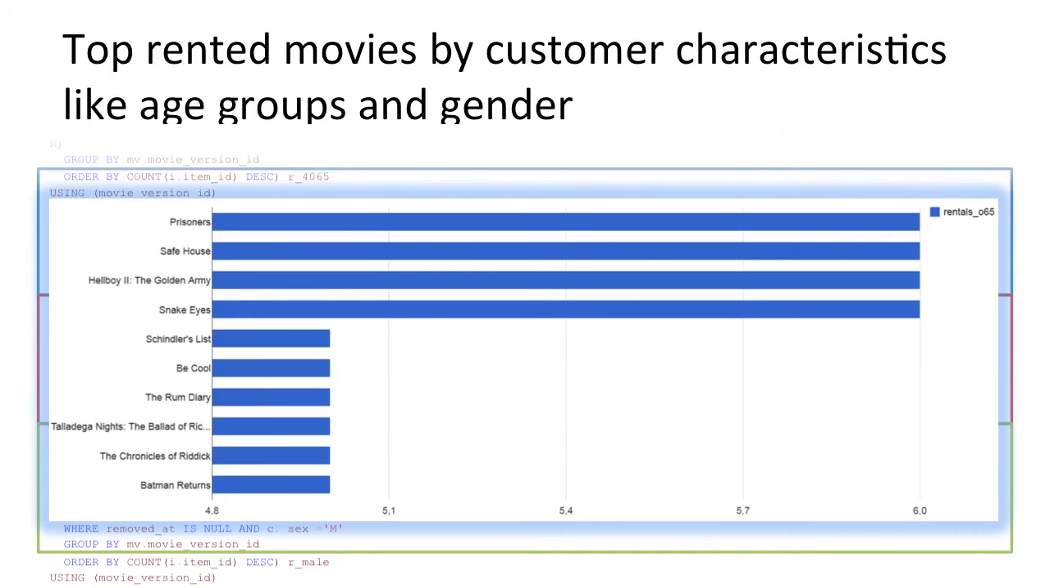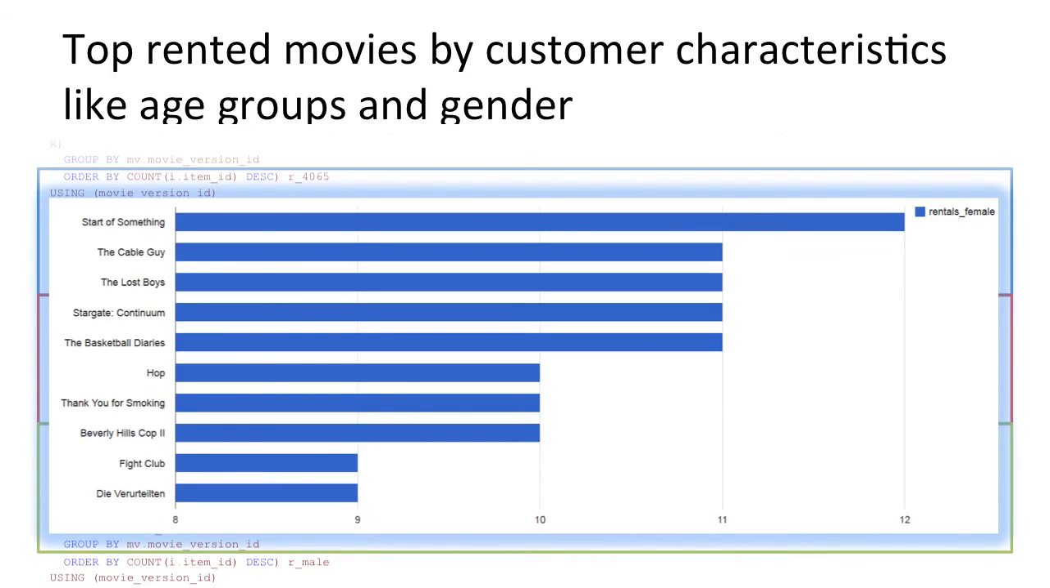Here, we do not show each chart, just one exemplary chart for the 2 different characterization types, age and gender. The bar chart of the age group over 65 years displays the movies Prisoners, Safe House, Hellboy 2 and Snake Eyes as the top rented movies with 6 rentals each. The top rented movie among our female customers is the movie Start of Something.